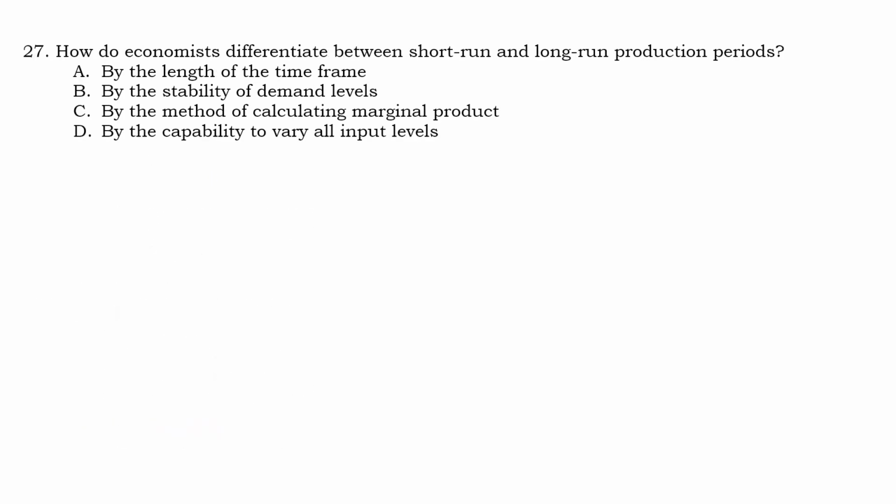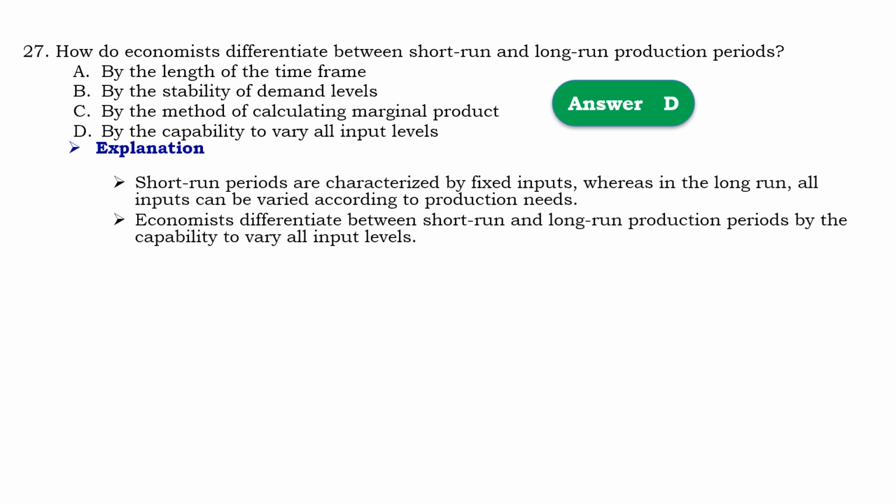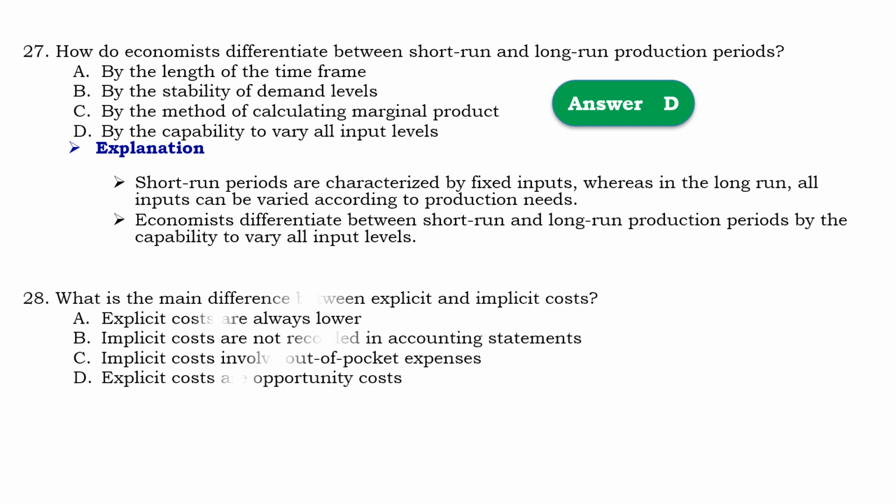Question number 27. How do economists differentiate between the short run and the long run production period? That should be D, by capability to vary all input levels. It means that the short run period is characterized by fixed inputs, whereas in the long run all inputs can be varied according to production needs. So economists differentiate between the short run and the long run production period by capability to vary all input levels.